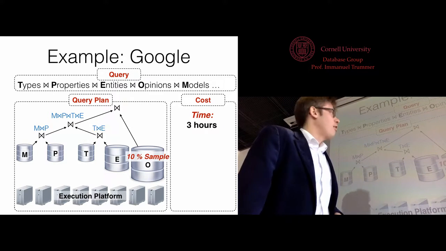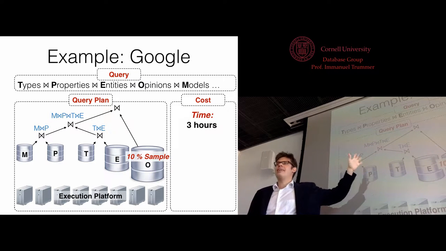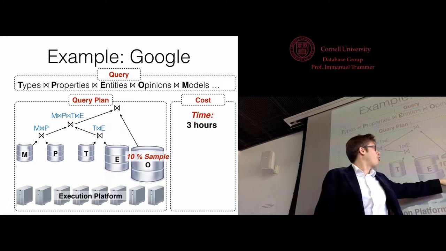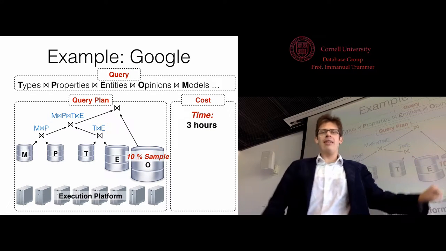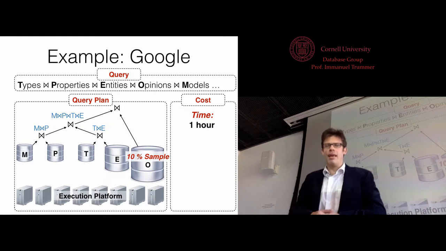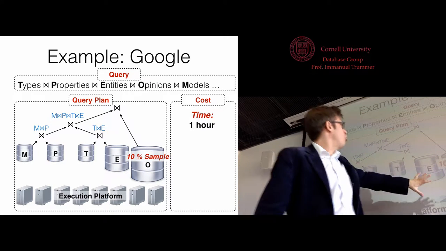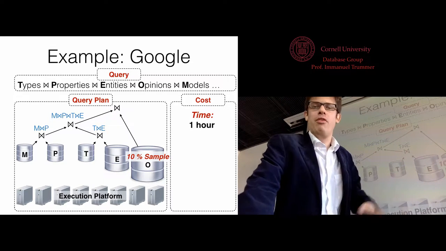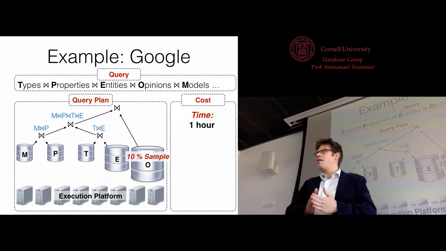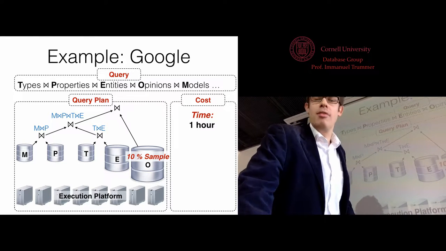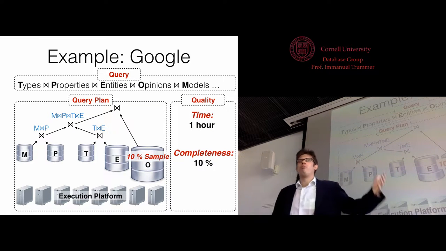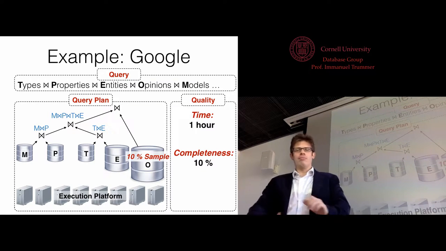Now, so far, we've always assumed that we process the entire input data, but this is not required in all cases. We might consider processing only 10% of the opinions, and then we can reduce execution time significantly since we process less data. But on the other side, we don't obtain a complete result anymore since we work with an input sample. So we should compare alternative plans not only based on their execution time, but also based on their result precision. In this simplistic example, let's say that the result completeness is proportional to the input completeness.